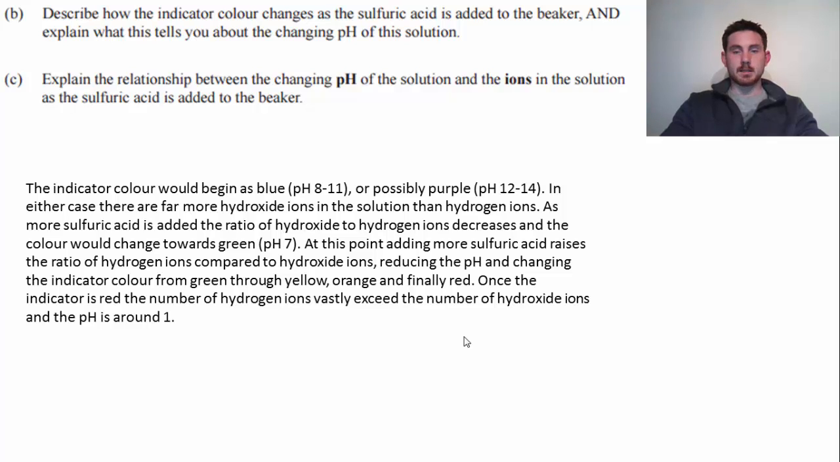If we were to add more sulfuric acid past that point, then we would have more hydrogen ions than hydroxide ions, which would reduce the pH below 7, and the indicator color would go through from green, yellow, orange, and red. And no matter how much sulfuric acid you add after the indicator has turned red, you're still going to have a red color to the contents of the beaker. And once the pH has dropped below 7, then you've exceeded the number of hydroxide ions with hydrogen ions. So there's more hydrogen ions than hydroxide ions once the pH is less than 7. Okay.